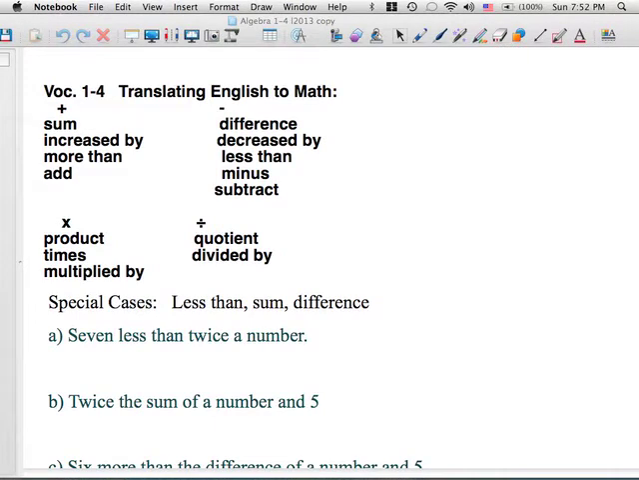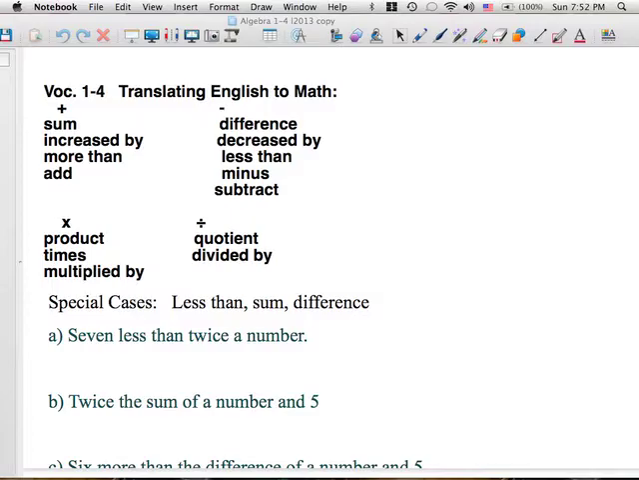Welcome to Algebra Section 1-4. We are going to be translating English into math. Some words that indicate the main operations in math are listed here, and these should be in your notebook.